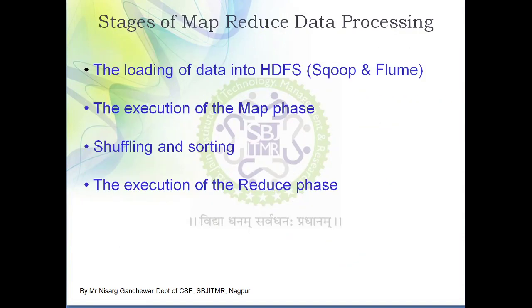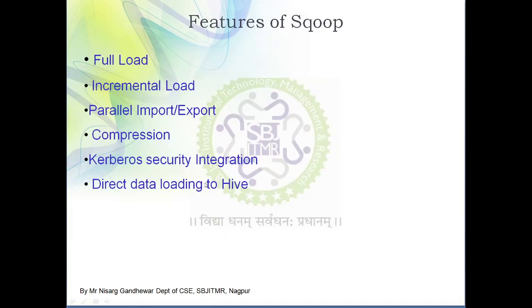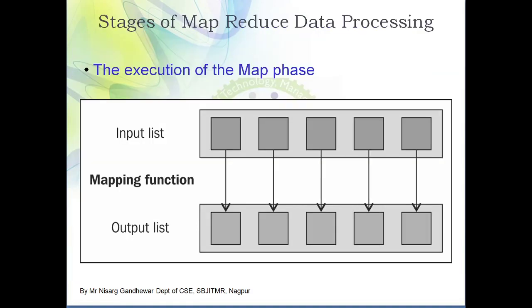So we are discussing four stages of a MapReduce. First one is loading of data into HDFS. For that purpose we are using Sqoop and Flume. Then next one is execution of the map phase, which we have already discussed. Map will divide your data into key value pairs. So you are getting that output, and then you are passing this output as input to the reduce phase. So this is the execution of the map phase.